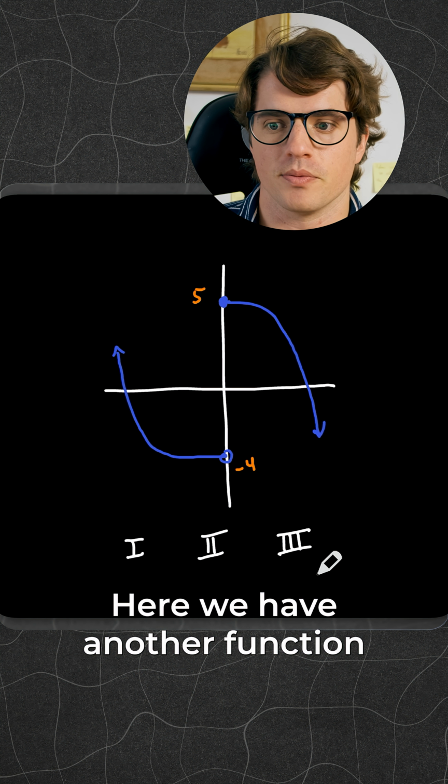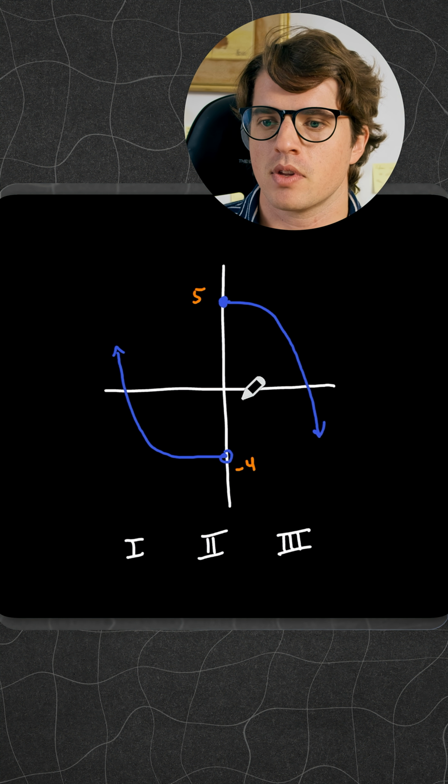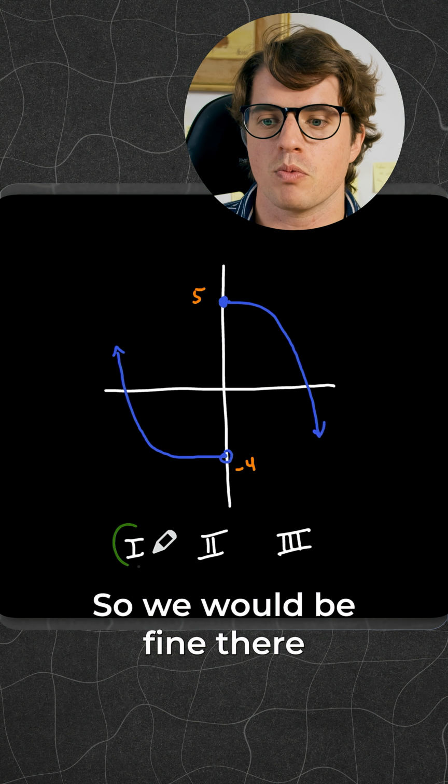Here we have another function. We're looking as x goes to 0. So, does f of 0 exist? Yeah, it's up here at 5. So we would be fine there.